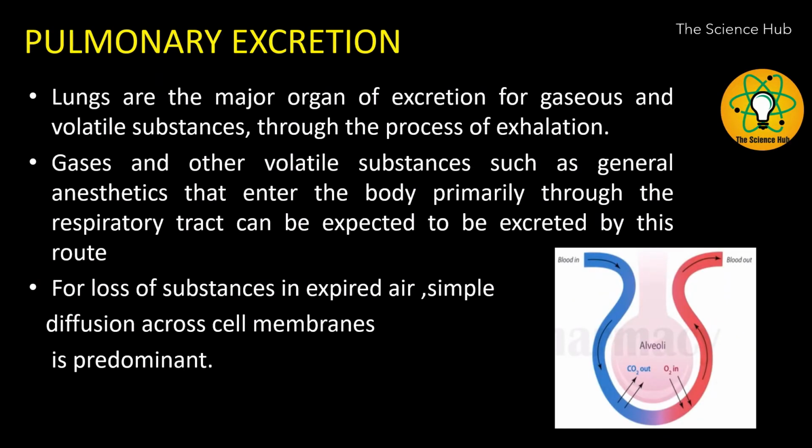Now we will talk about pulmonary excretion. The lungs are the major organ of excretion for gaseous and volatile substances through the process of exhalation. Gases and other volatile substances such as general anesthetics that enter the body primarily through the respiratory tract can be expected to be excreted by this route. For the loss of substances in expired air, simple diffusion across cell membranes is predominant.